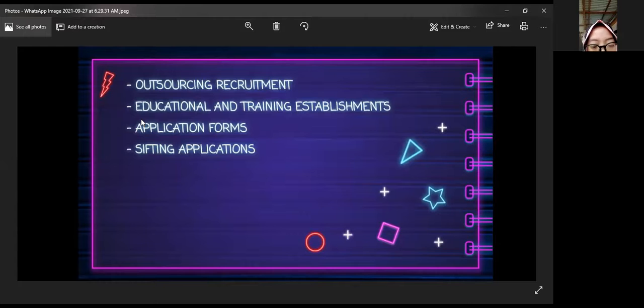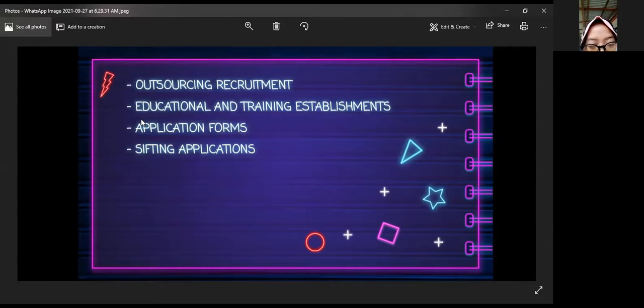So the next point is outsourcing recruitment. In this case, the company can use a consultant agency or an agency within the company to find the desired candidates. And the next point is education and training establishment. Some companies usually attach importance to the background of education, graduates, and the skills or expertise they have. This is usually a consideration which will be very much a concern.